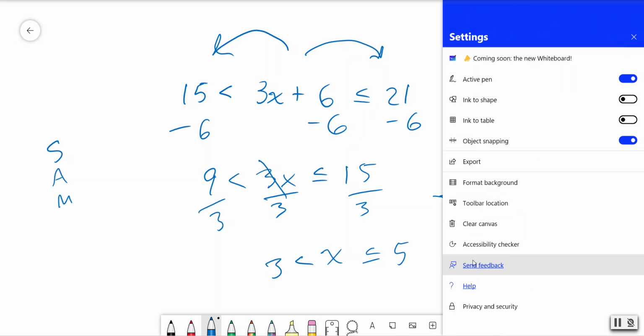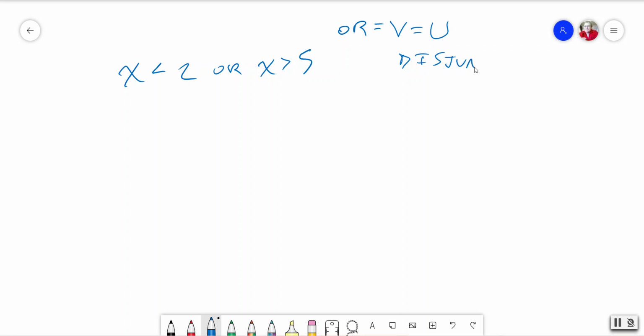Well, in this case, it's strictly less than 2. So it looks like that, going the same direction as your sign. And it's greater than or equal to 5, goes to the right, same direction as the sign. Now, in this case, there is no common ground. When we did this with the conjunctions, you had the two lines crossing over each other. Here they don't. But that's okay.